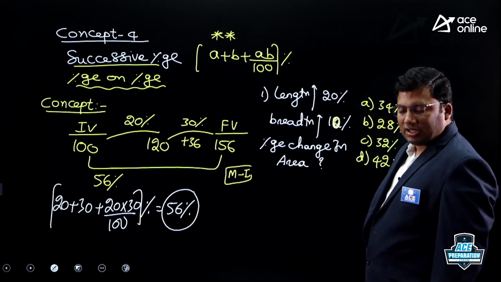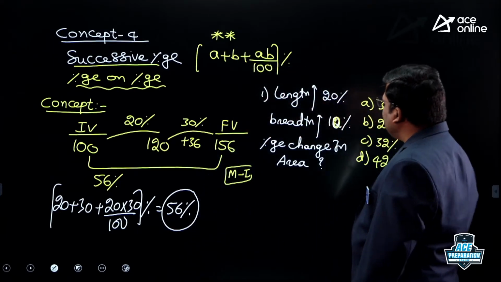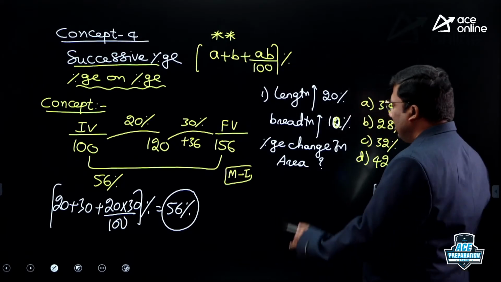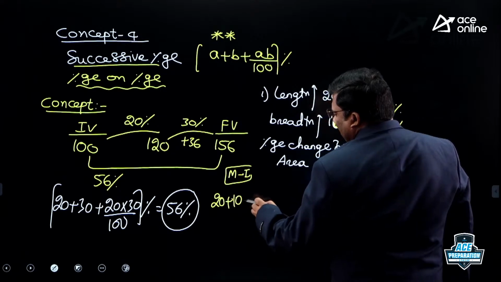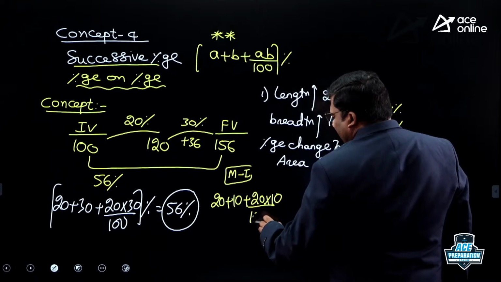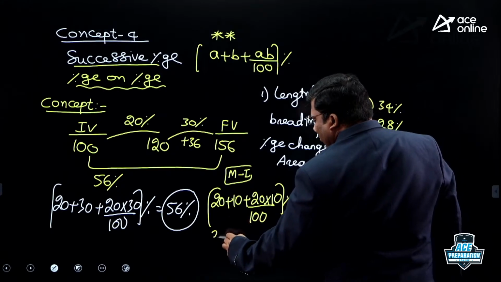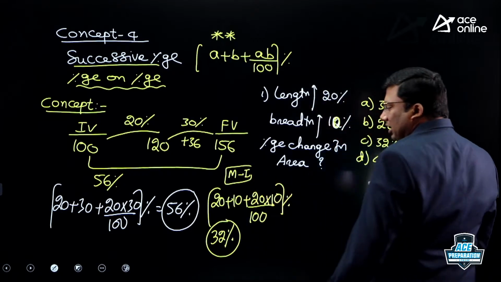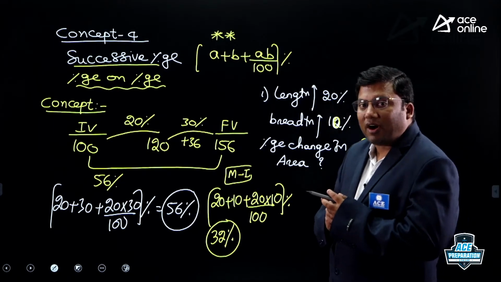Extremely important logic. Length is increased by 20%. Breadth is increased by 10%. Find the percentage change in area. You will blindly substitute 20 plus 10 plus (20 times 10) divided by 100. 20 plus 10 is 30, 30 plus 2 is 32%. First one, what is the answer? 32%. This is the formulae method.